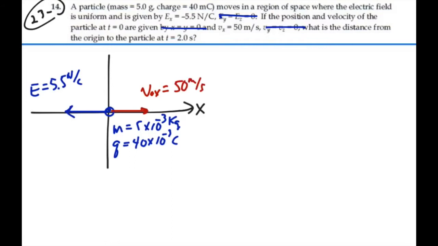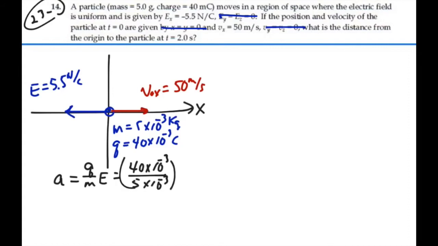So we need to find the acceleration due to this E field and then treat this problem as a kinematics problem. That's how we deal with all these kinds of problems of this nature. So the acceleration will be the charge to mass ratio times the E field. That's going to be 40 millicoulombs over 5 grams times the E field, and we're just looking for the magnitude here. So 5.5, the 10 to the minus 3's cancel out. This is 8 times 5.5, which would be 44 meters per second squared.